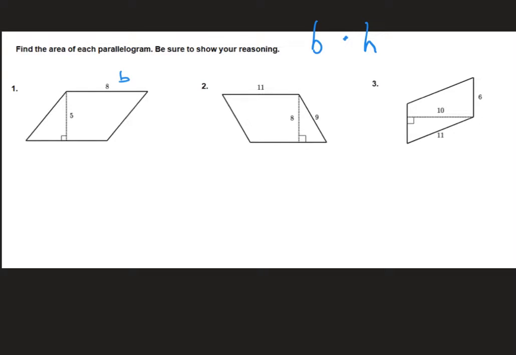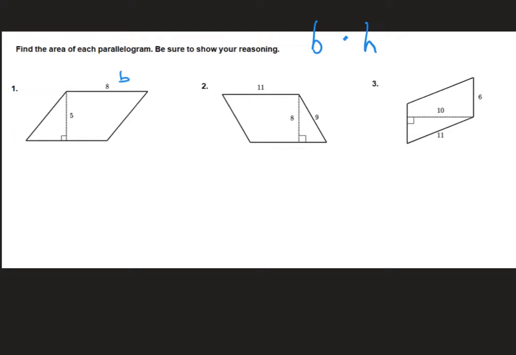We could choose any of the other sides as the base, but we are going to choose the side labeled 8 as the base because it is the only known measurement. So if that's the base, the height is the line that's going to go from the base to the opposite side, and it's going to be the shortest distance. And it has to be perpendicular to the base.